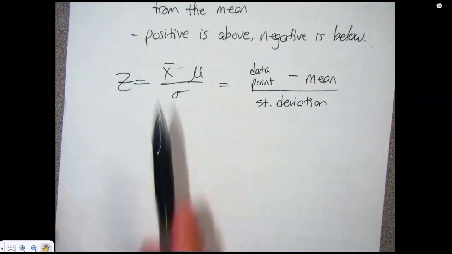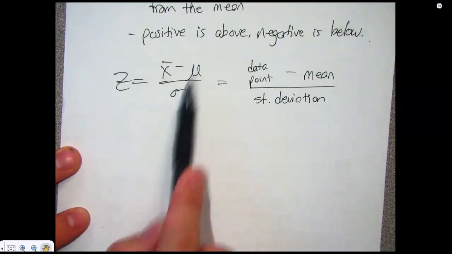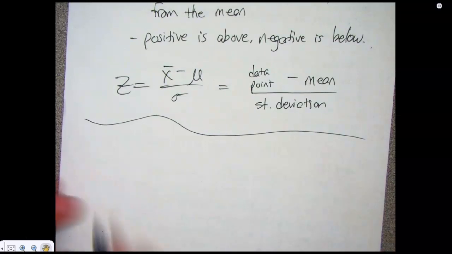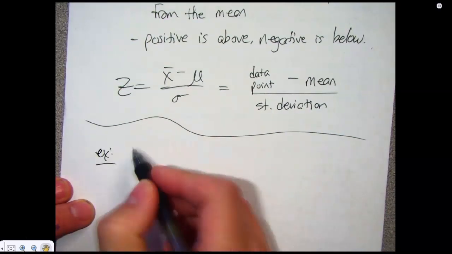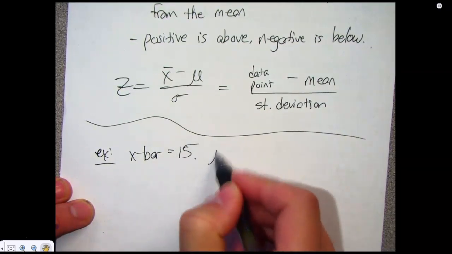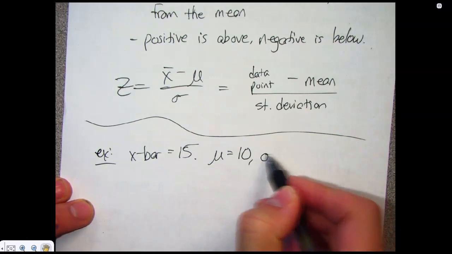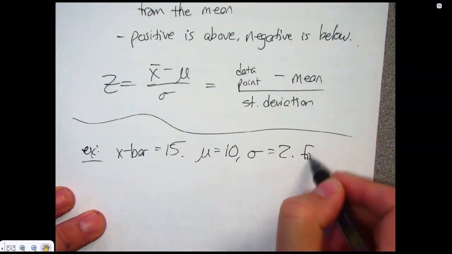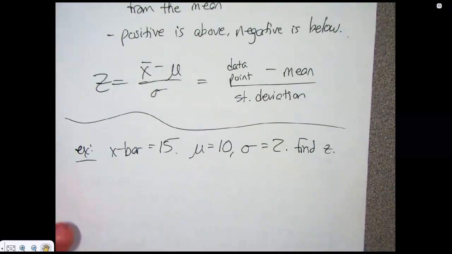So there are 4 variables in that equation. I can give you any 3 of them and ask you to find the rest. So we start figuring out some math with that. Let's say x bar equals 15, mean equals 10, standard deviation equals 2. And then I'll say find the z-score. Some of these you could just look at, and this formula is kind of intuitive, it makes sense what's going on.